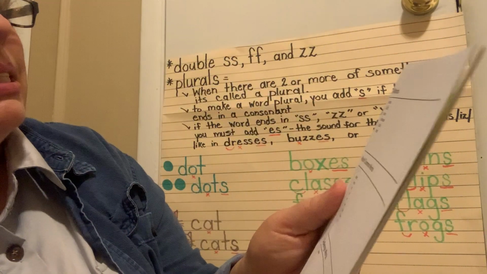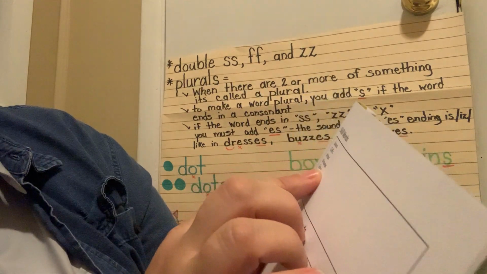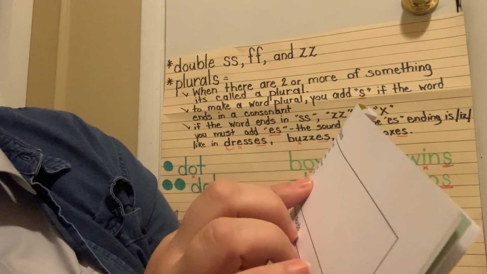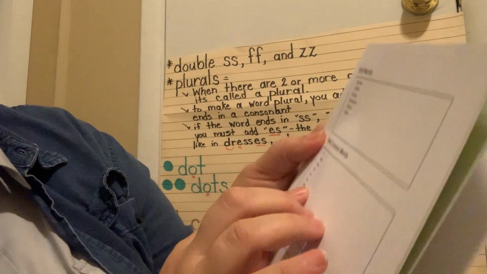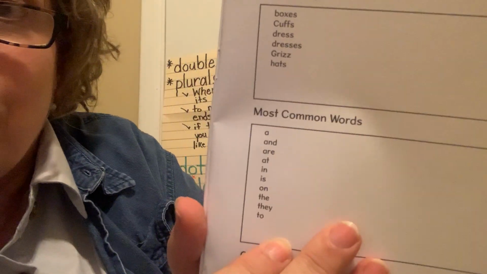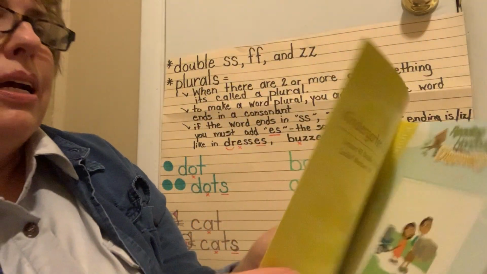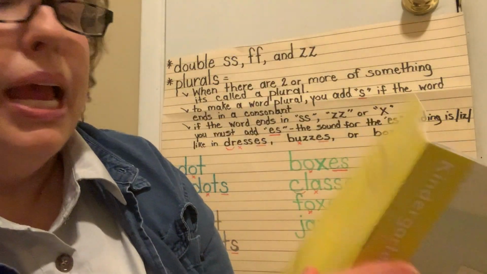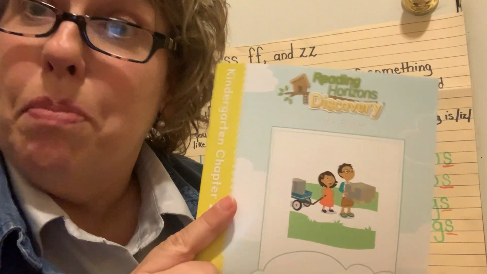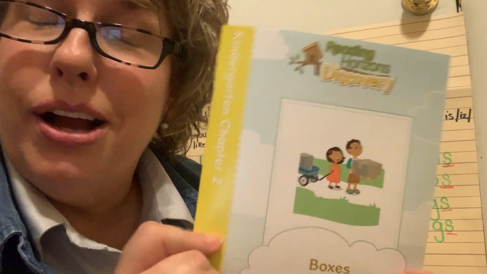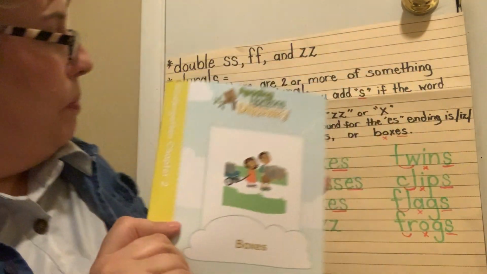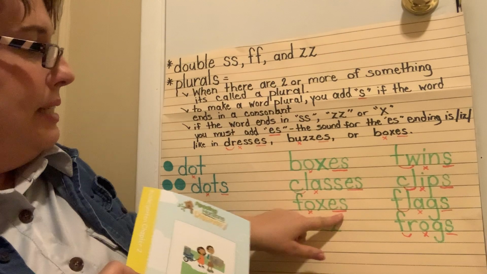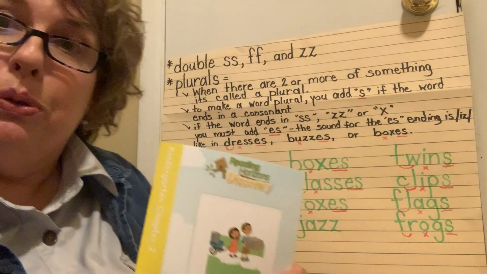Answer these comprehension questions with your parents. And then I want you to go back and look at these skill words. Boxes, cuffs, dresses, and the most common words. That's your sight words that are in there, guys. Go back and read those. Practice those on a piece of paper. And practice proving the words. Mark your vowel and mark your blends. And remember to underline the S or the ES at the end of plural words.